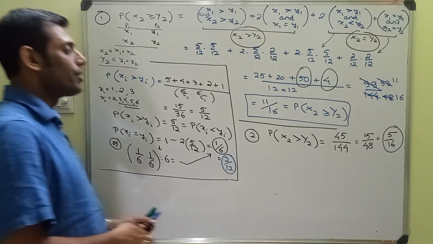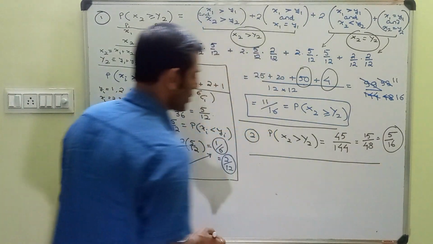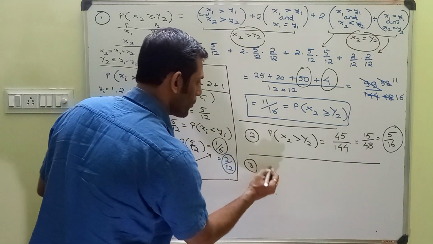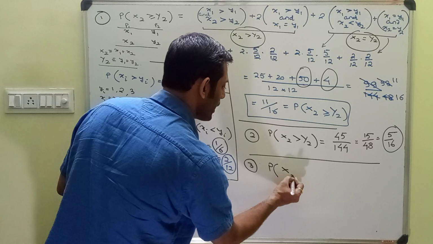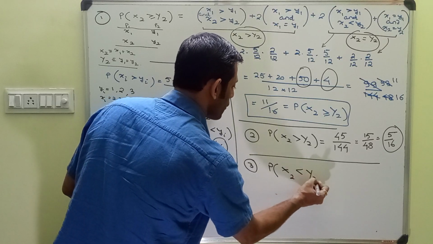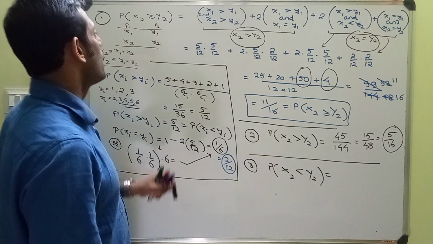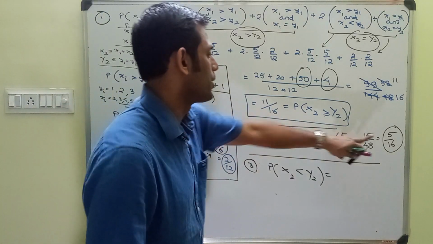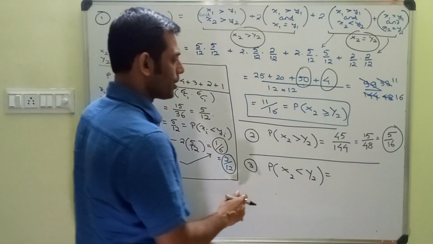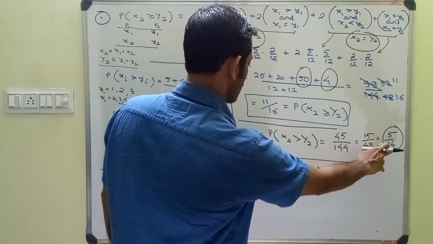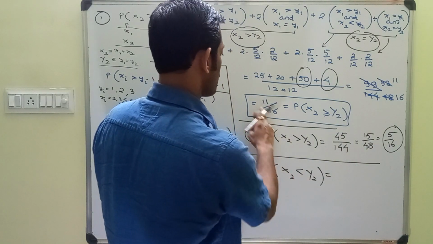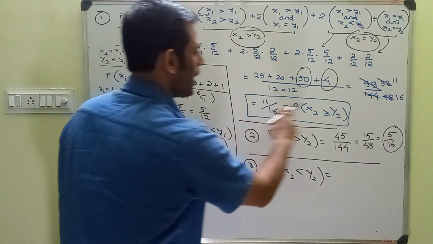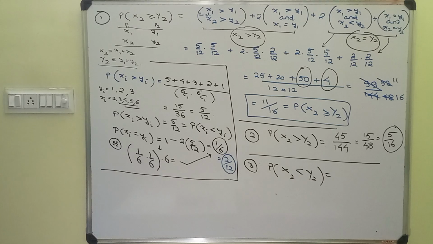Now I have a third question here which has not been asked in the exam, but still I would like to ask here. What is the calculation for P of x2 less than y2? Obviously 1 minus this minus this. Now can you see how much is this? 5 by 16. And how much is this? 11 by 16. So if I add up these, how much does it become? 16 by 16, that makes it 1.